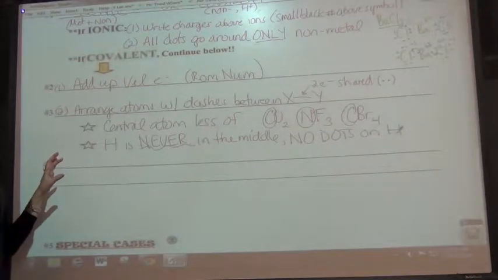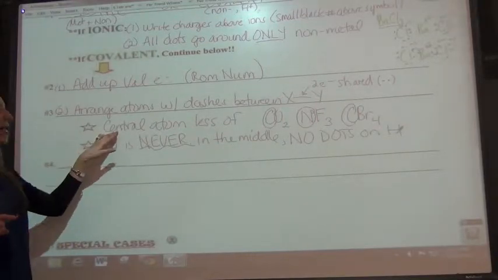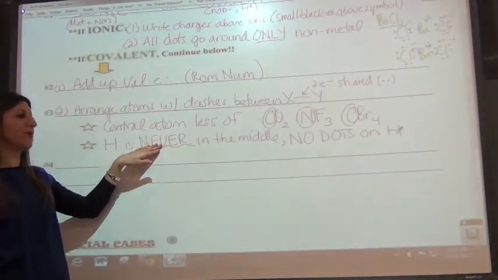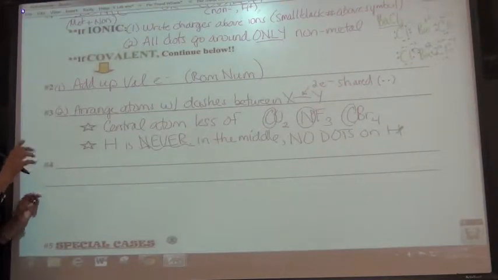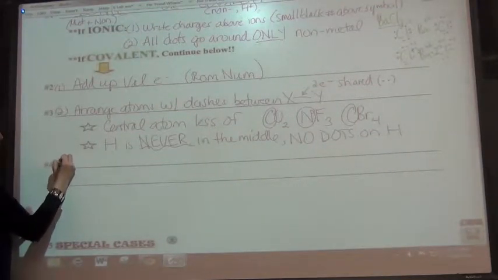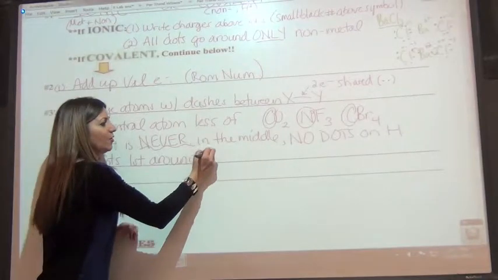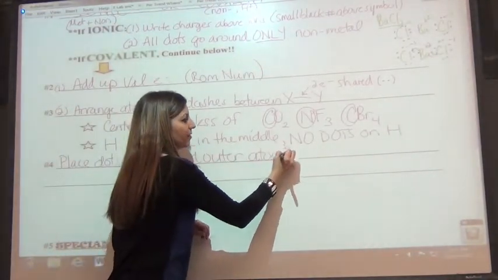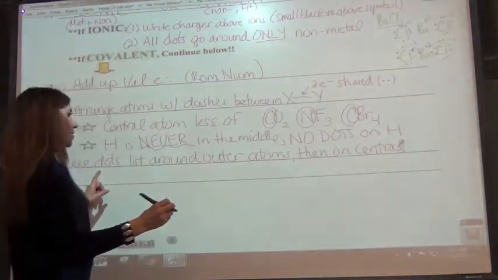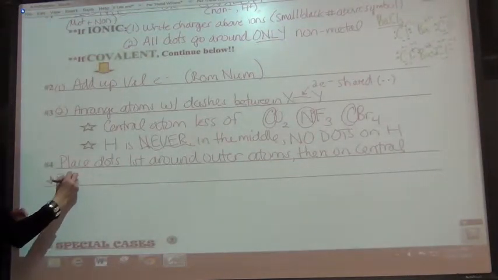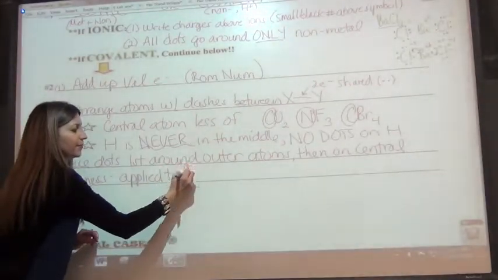All right, and then the very last thing that we're going to do is start putting our dots all around. So we've arranged the atoms, we put dashes in between them. We know that hydrogen is not in the middle. Your central atom is the one that's less. And then the last thing is we're going to start putting our dots first around the outside atoms and then around the central atom. So place dots first around the outer atoms, then on the central. And if there is any funniness, any strange anything that happens, then it's applied to the central atom.